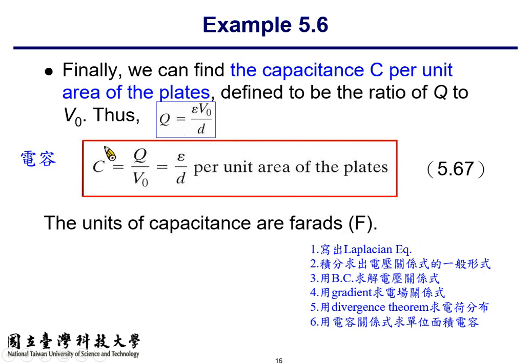And let me finish this quickly. If you divide the charge by the voltage difference in this space, you end up with the capacitance of this structure. This is actually the per unit area capacitance. Capacitance is defined as the ratio of charge over voltage difference. Okay? This is not the total capacitance. This is the per unit area capacitance.